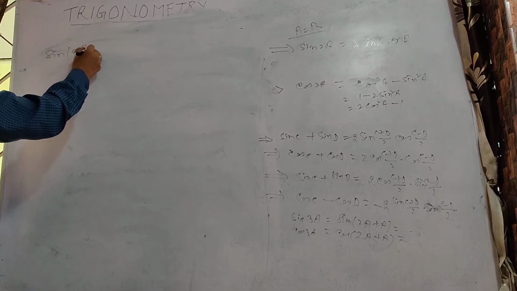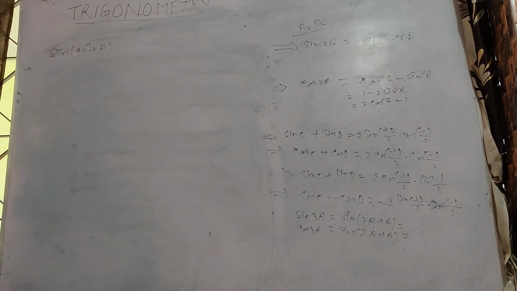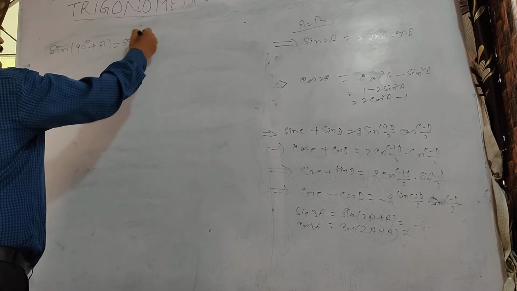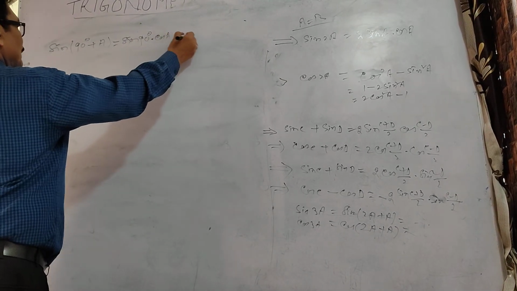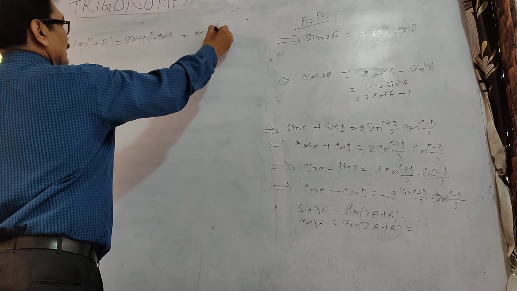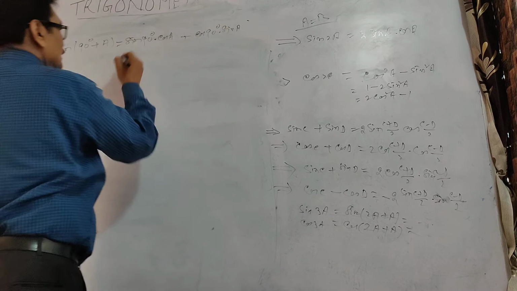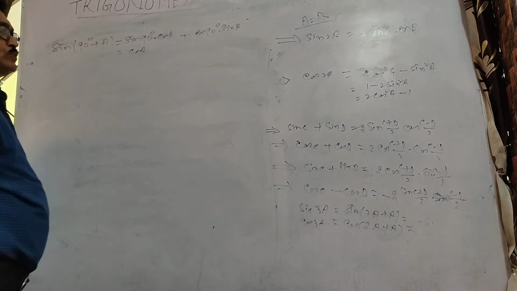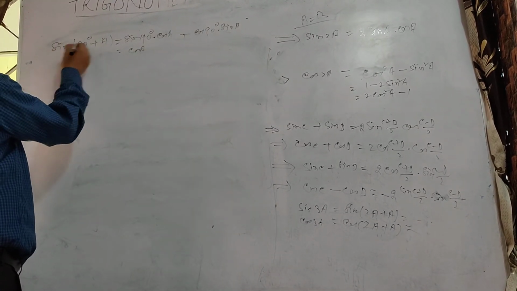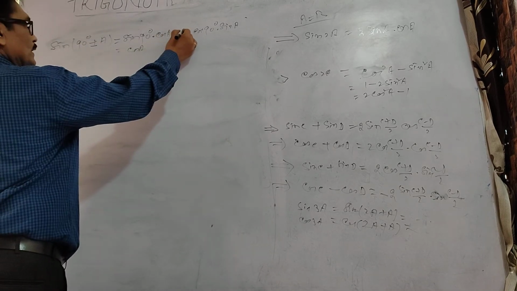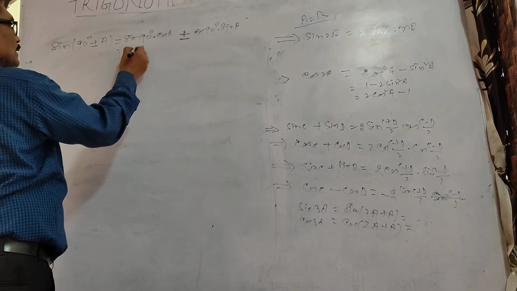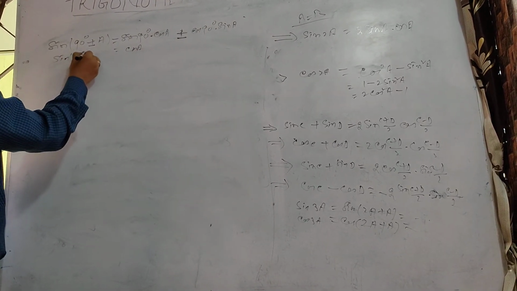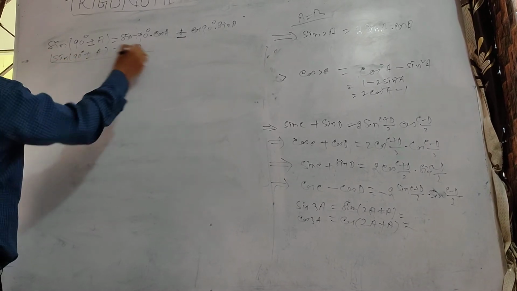If it is to write sin(90 degree plus A), with this expansion we can write sin 90 degree into cos A plus cos 90 degree into sin A. So sin 90 degree is equal to 1, so we can write cos A, and cos 90 degree is equal to 0. So this becomes sin(90 degree plus or minus A), and this becomes only cos A. So the result obtained here is sin(90 degree plus minus A) is equal to cos A.